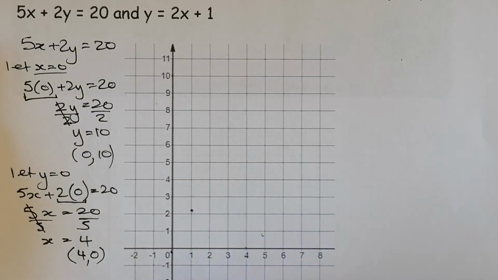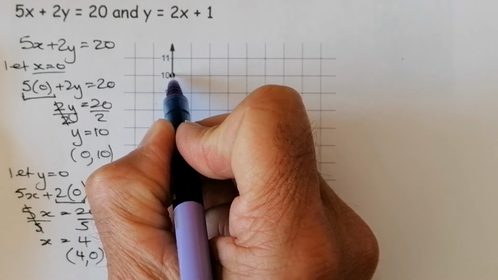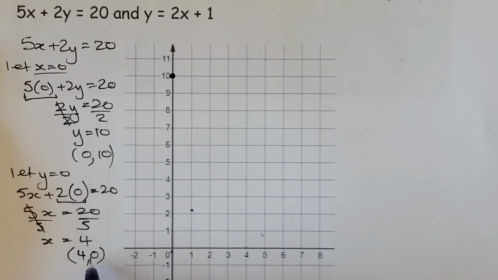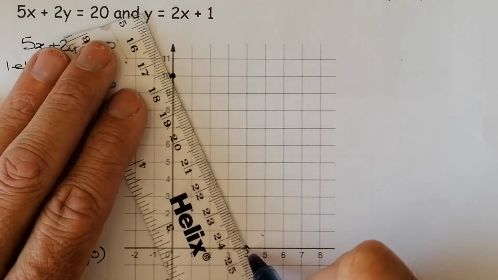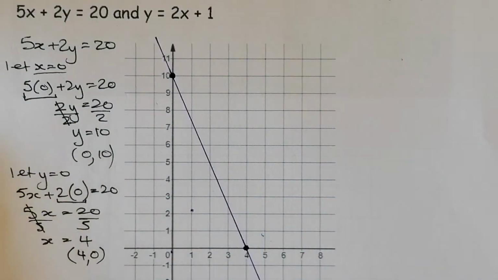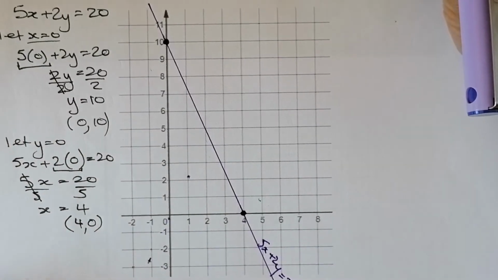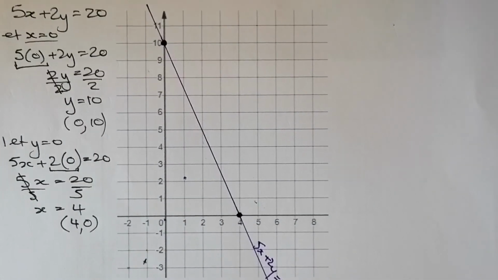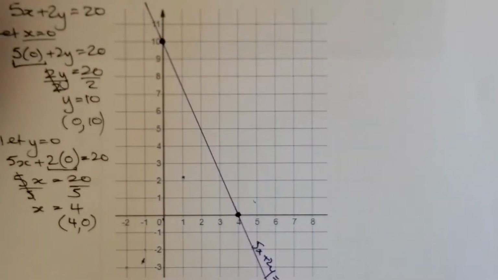So I'll go ahead and do that right away. So (0, 10): 0 along the way and 10 up would take me to there. 4 along and 0 up or down takes me to there. And all I'm going to do is just join these 2 points up. If I join these 2 up, what I get is a straight line going all the way through there. So this line here is 5x plus 2y equals 20. And I didn't have to rearrange that into y equals mx plus c if I was using this type of method to find my points of contact.